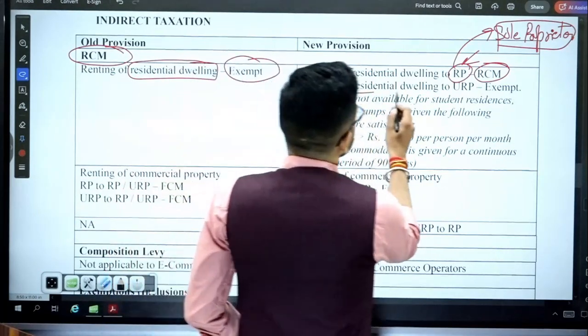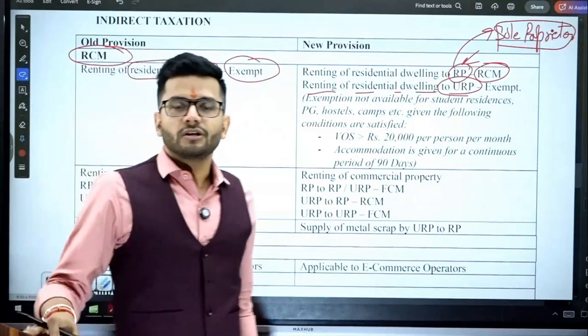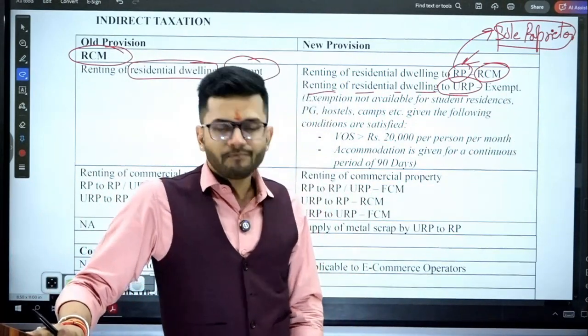Okay, sir. Then renting of residential dwelling to an unregistered person. If you are unregistered, like you and me, go somewhere, take a property and stay with our family.